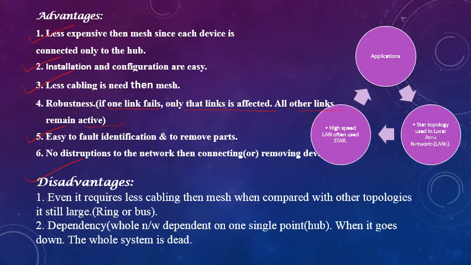Disadvantages: even though it requires less cabling than mesh, when compared with other topologies the cabling is still large. Dependency is on the hub only. When it goes down, the whole system is dead. If the central computer does not work, then the whole system is dead.